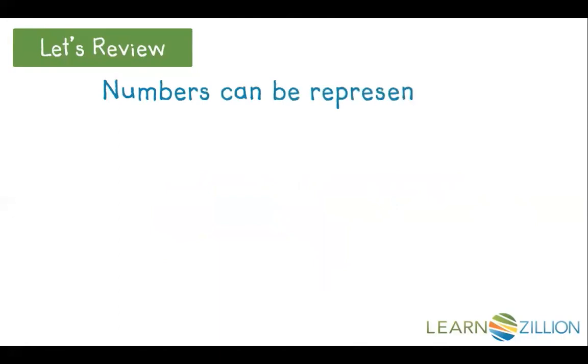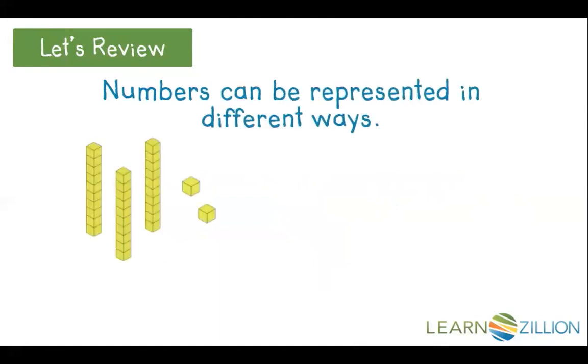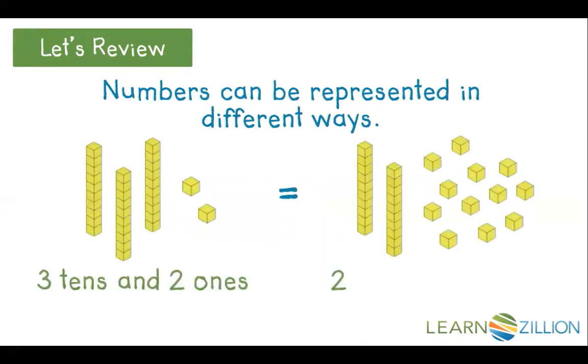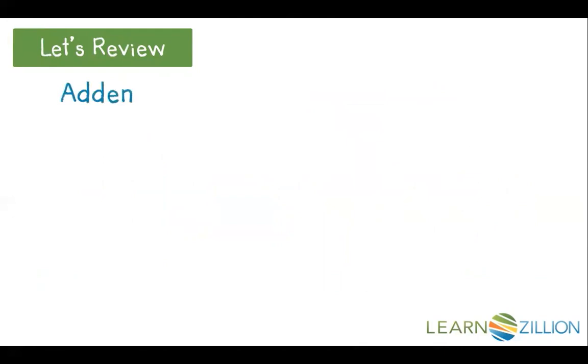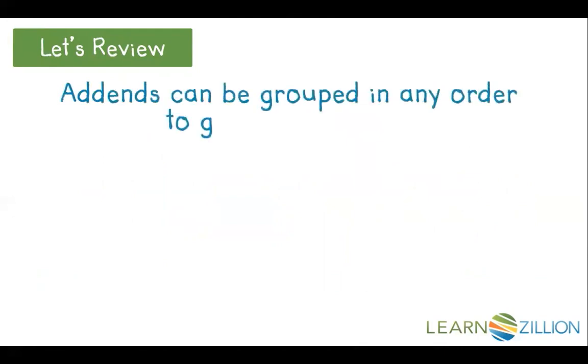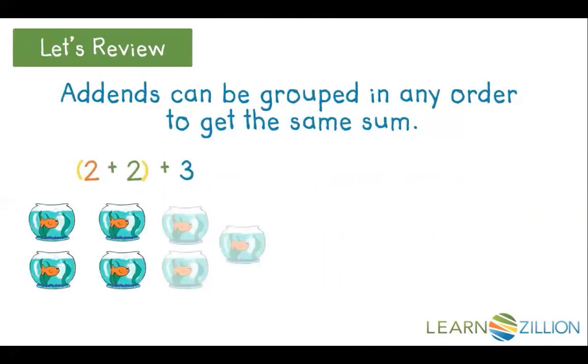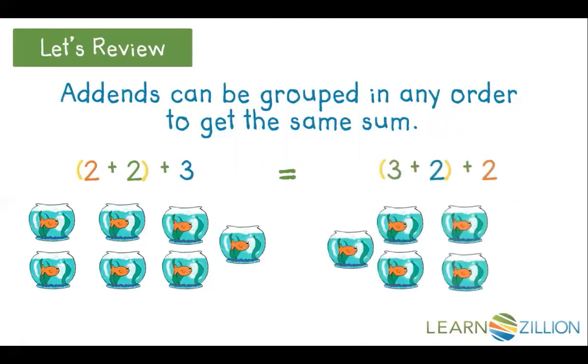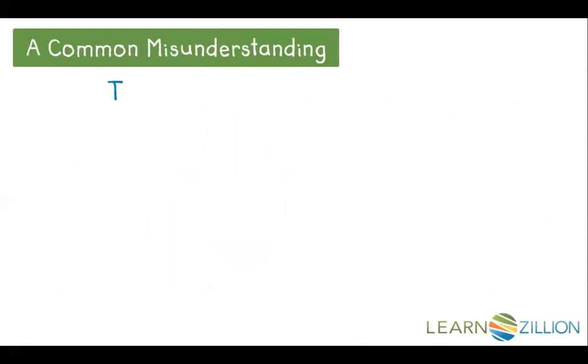It's also important to remember that numbers can be represented in different ways. 3 tens and 2 ones is the same as 2 tens and 12 ones. Both examples represent 32. When adding, we should also remember that addends can be grouped in any order to get the same sum. 2 plus 2 plus 3 more is the same as 3 plus 2 plus 2 more.